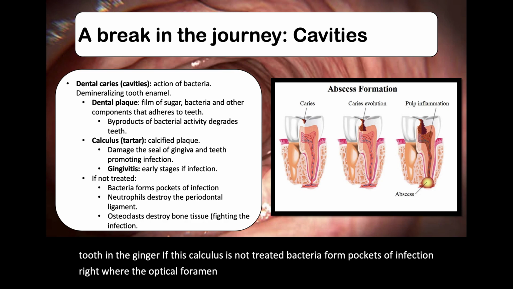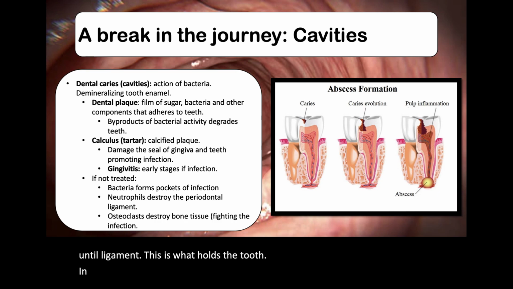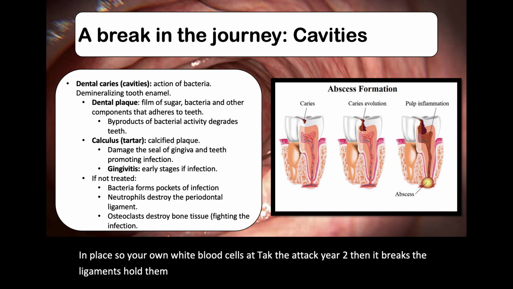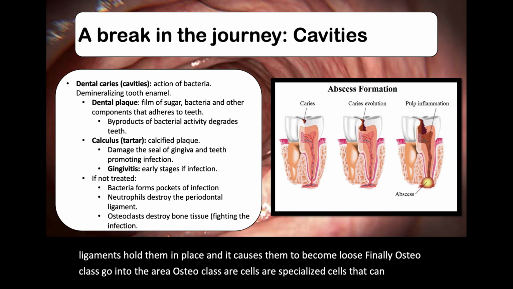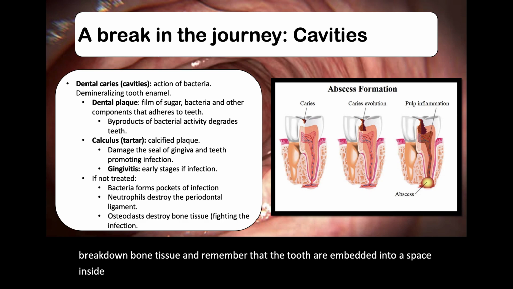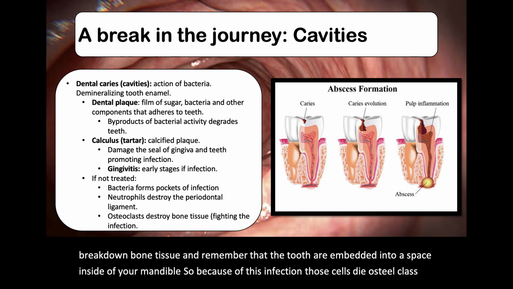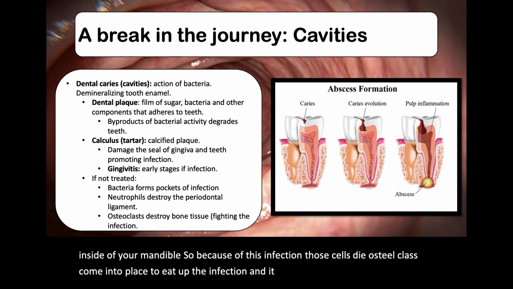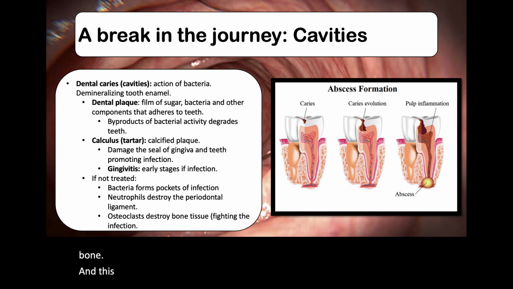The neutrophils destroy the periodontal ligament. This is what holds the tooth in place. So your own white blood cells attack your tooth, and it breaks the ligaments that hold them in place, and it causes them to become loose. Finally, osteoclasts go into the area. Osteoclasts are specialized cells that can break down bone tissue. And remember that the teeth are embedded into a space inside of your mandible. Because of this infection, those cells die. Osteoclasts come into place to eat up the infection, and it starts breaking down the infected bone. And this could lead to more serious consequences when you have a bone infection.